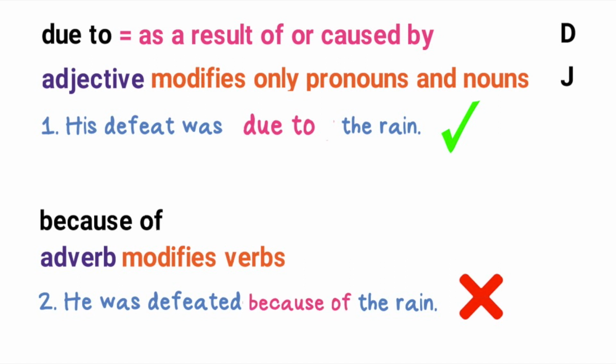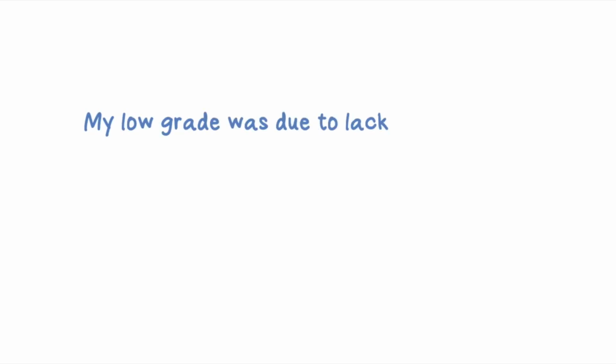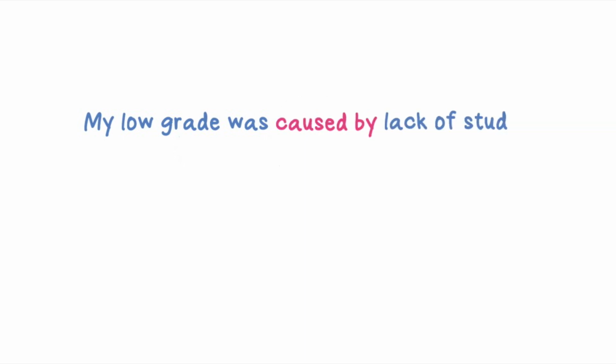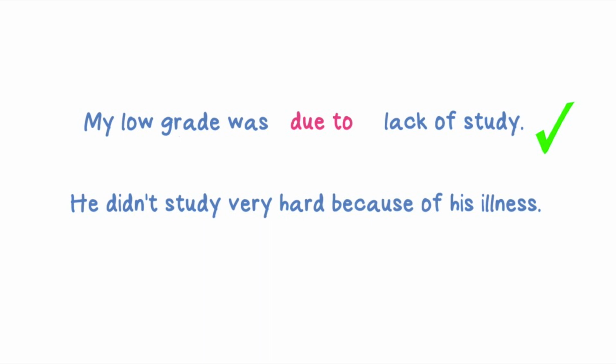Let's see some more examples. My low grade was due to lack of study. Here, due to is modifying the noun phrase my low grade, so we need due to, as it's an adjective. But let's check with the test of replacing it with caused by. So we get my low grade was caused by lack of study. Great, this works, so due to is correct. Whereas he didn't study very hard because of his illness. Here we try and replace because of with caused by, and we get he didn't study very hard caused by his illness. This doesn't work, so it has to be because of.